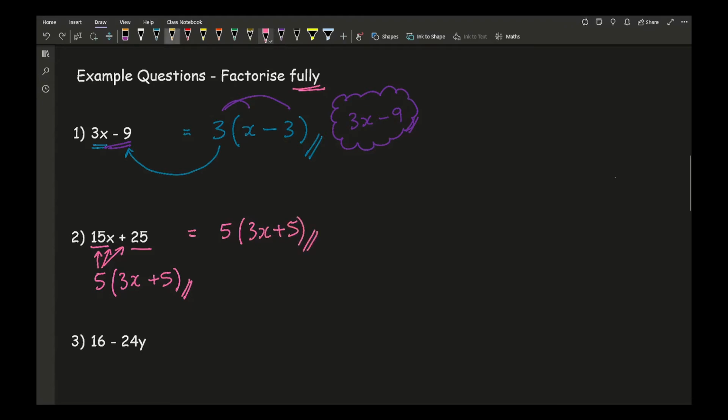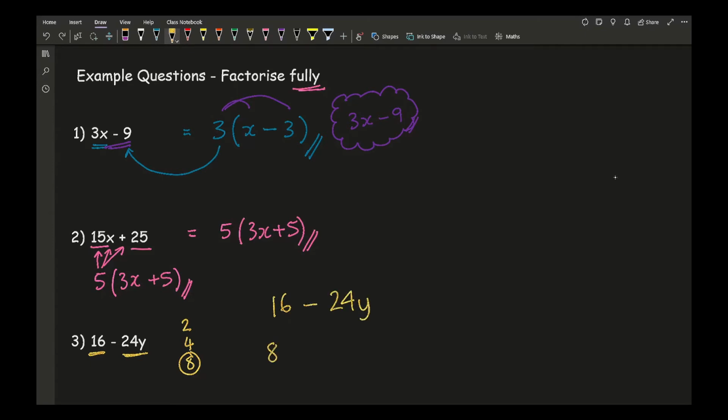So moving on to the next question, question 3. So again, I've got two terms, and in each of them I've got a number. So I ask myself, looking at the numbers, what is the biggest number that goes into both 16 and 24? Now I've got quite a few numbers I could choose. So I could choose 2, I could choose 4, and I could choose 8. Now in terms of these, you want to go for the biggest number. So the biggest out of these three numbers is going to be 8. So if I just write down the question again.